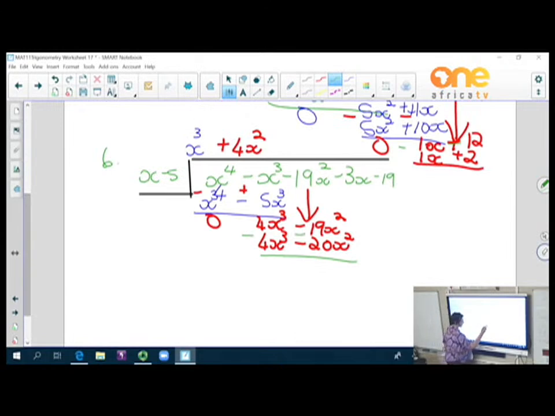Okay, we change the second signs. Don't forget that step. That one eliminates. Negative 19 plus 20 is plus 1x squared. And this time you bring down the negative 3x. So how many times will it divide? Plus x times. Multiply, then you have x squared minus 5x.